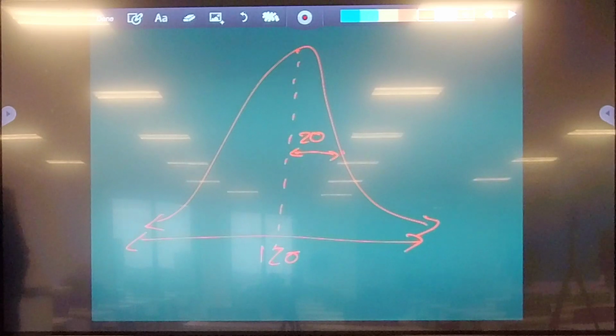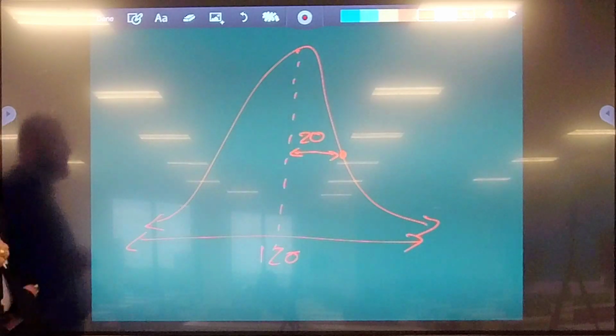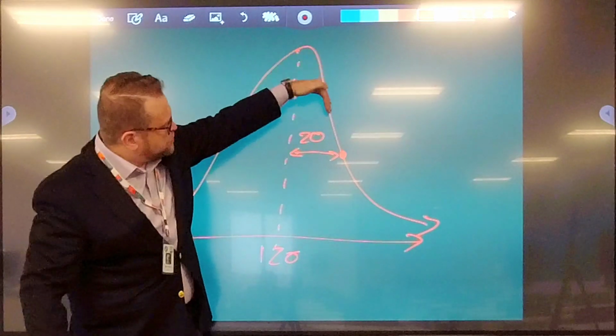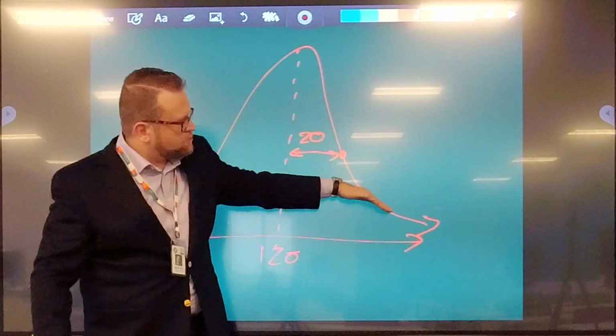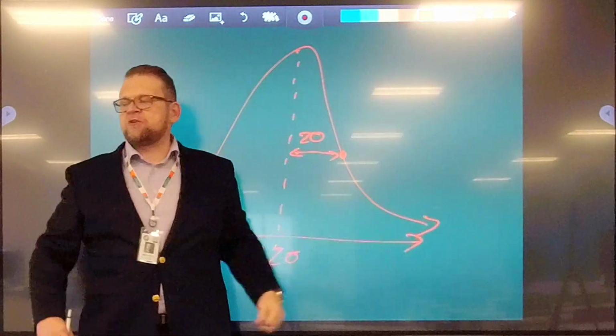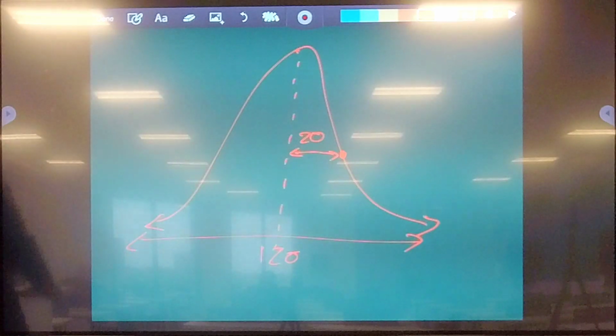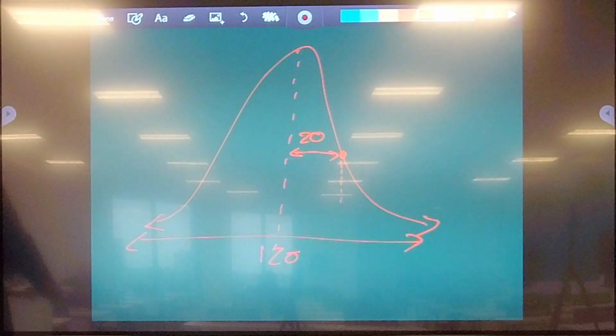By the way, this point right here where the curve starts to change direction, it's coming down sharply, and then not as sharp, and then it eases up a lot, right? That's called the inflection point, and that is right where the standard deviation occurs. So this number right here is 140.